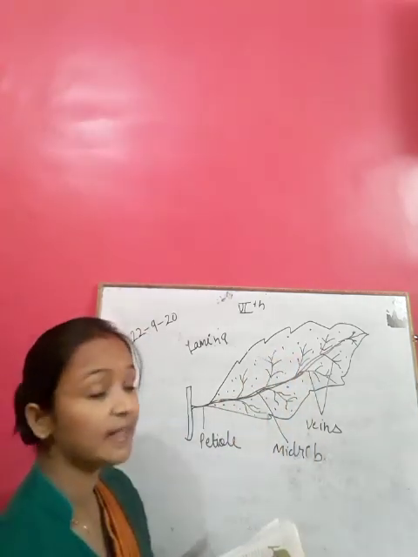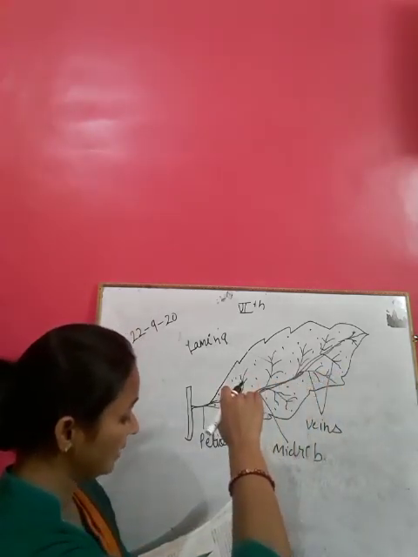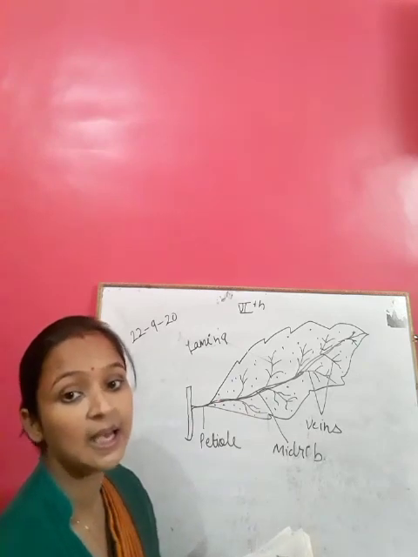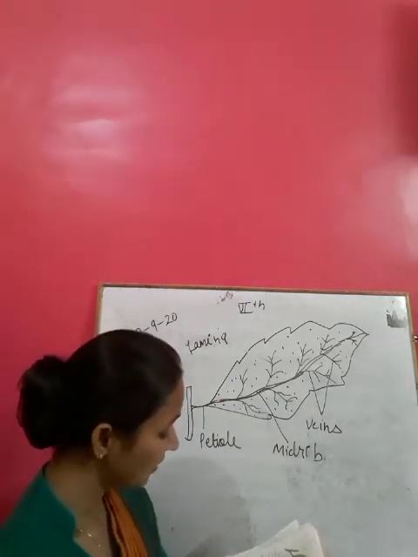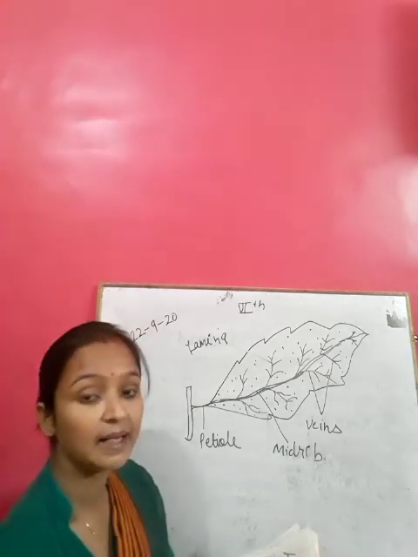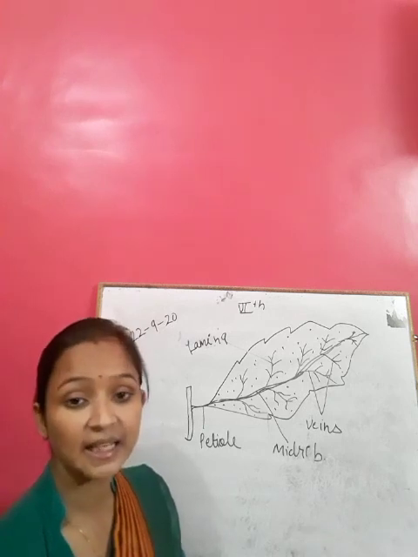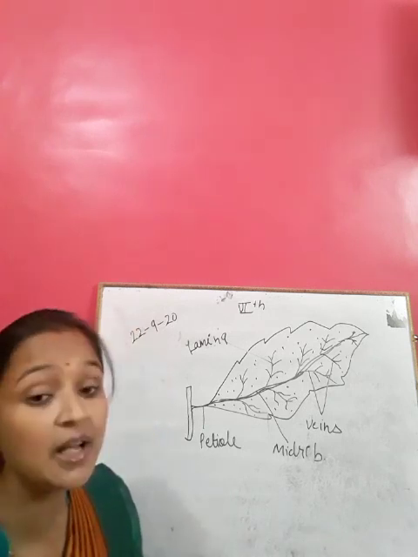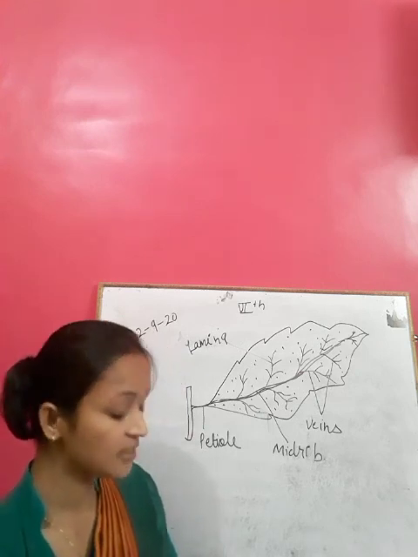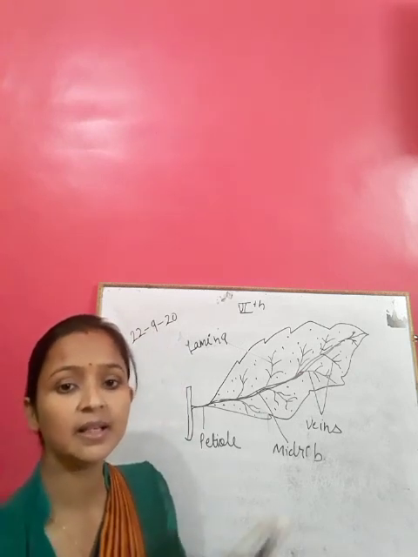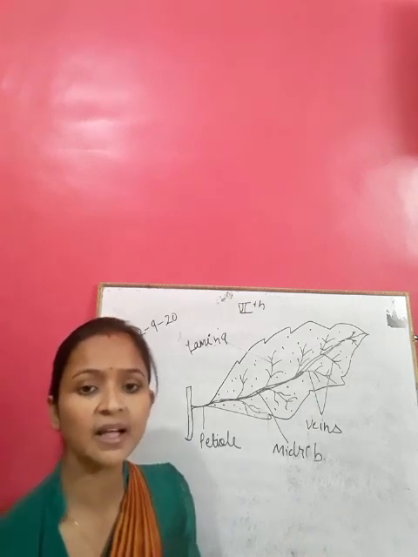The arrangement of veins in the leaf blade is called the venation. So till here, what I taught today, you will take revision.